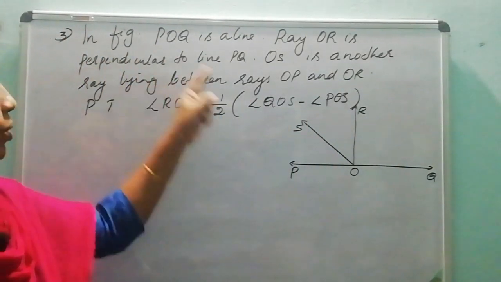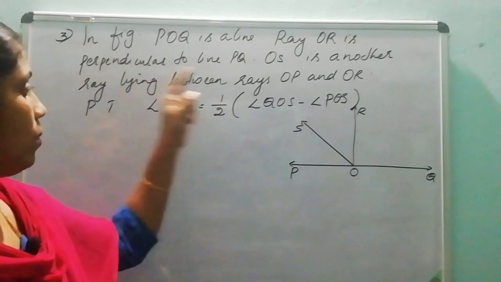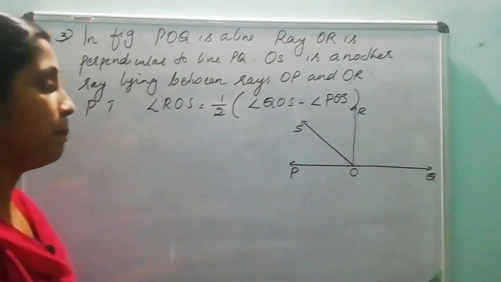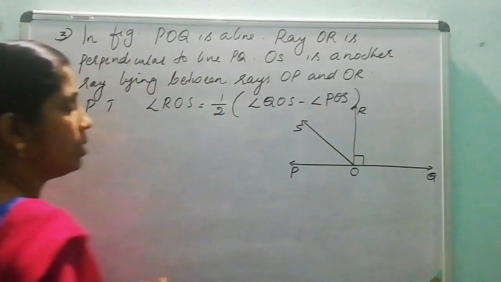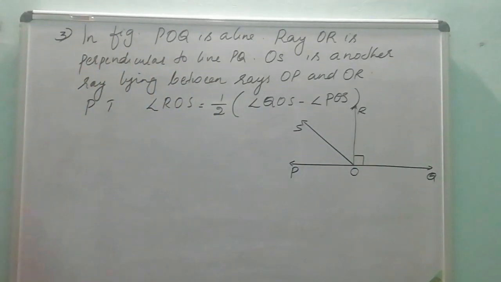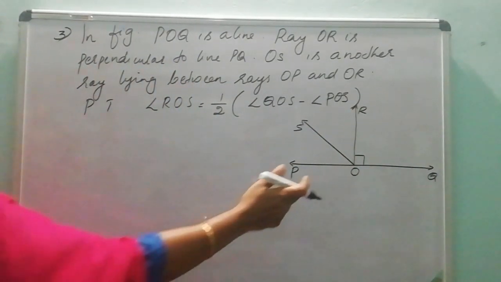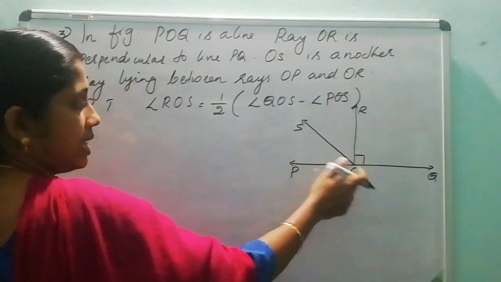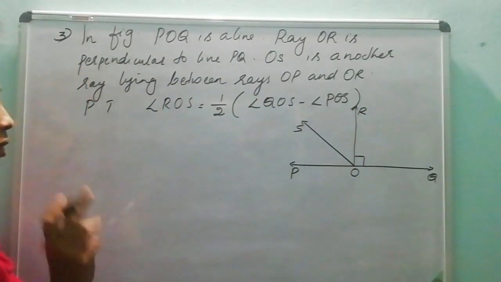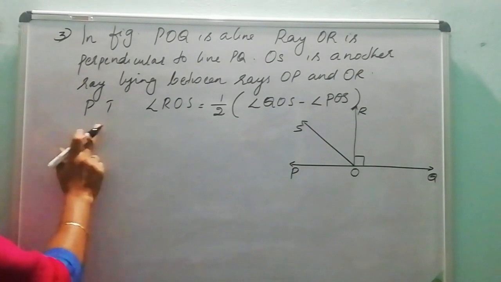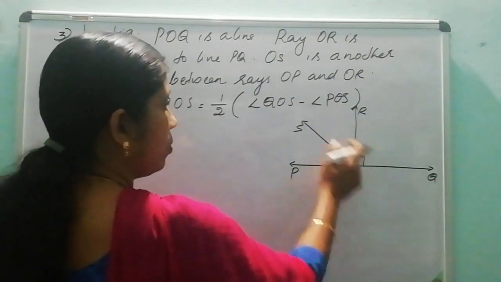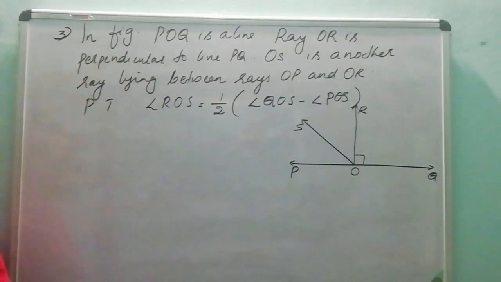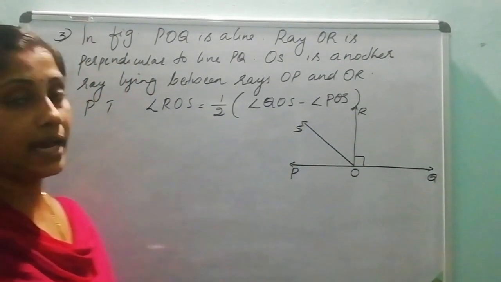In the figure, POQ is a line, ray OR is perpendicular to line PQ. OS is another ray between OP and OR. What you have to prove is that angle ROS is equal to half of angle QOS minus angle POS.